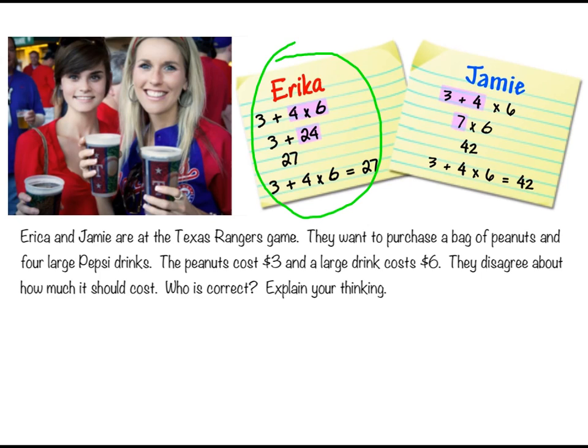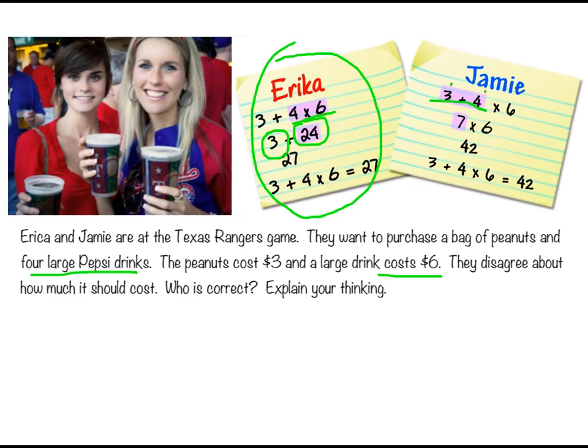So let's look at why we believe she is correct. If you look at her equation, she chose to do this first, 4 times 6, because the 4 times 6 is the 4 drinks right here times the $6 that they cost. She did that first to figure out they need $24 just for the drinks, then add the price of the peanuts. Whereas Jamie added the $3 for the peanuts and the 4 drinks together.